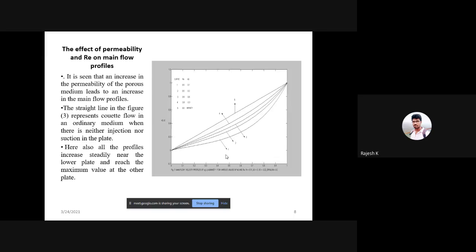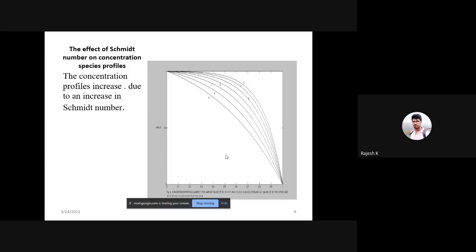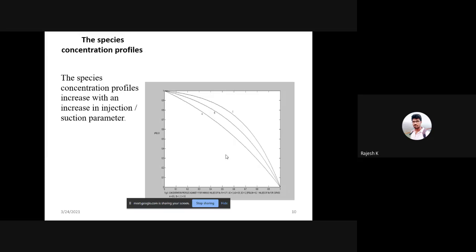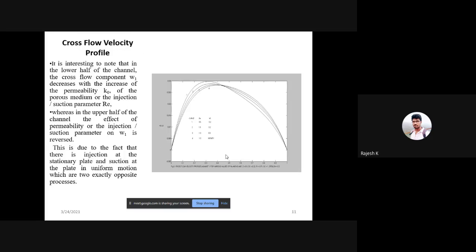So this is my graph. The effect of Schmidt number on the concentration species profile: the concentration profile increases with an increase in Schmidt number. The species concentration profile increases with an increase in the injection and suction parameters. So this is my cross flow velocity profile.